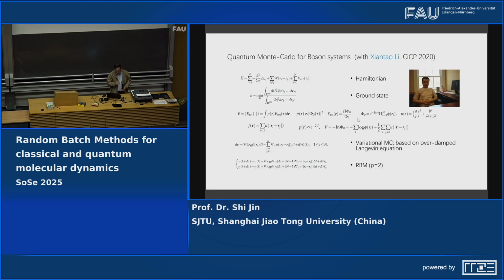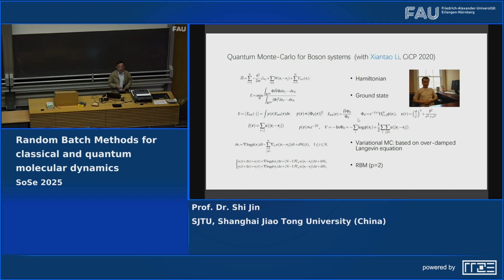Then with Xiantao Li at Penn State, we also extend this idea to so-called quantum Monte Carlo. You cannot afford to solve the N-body Schrödinger equation, so what people usually do in quantum chemistry is find the ground state, which is the minimum eigenvalue of the quantum Hamiltonian. There are different ways to do it. One way is to use Markov chain Monte Carlo.